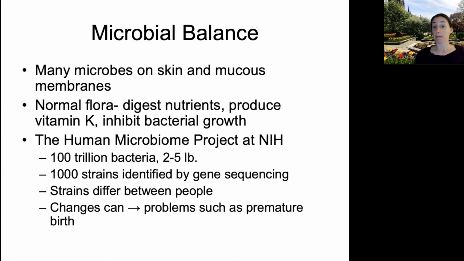The Human Microbiome Project at the National Institutes of Health has found that there's over 100 trillion bacteria on us. That's anywhere from 2 to 5 pounds. So congratulations, you're 2 to 5 pounds lighter than you thought you were. There's 1,000 strains identified by gene sequencing. These strains differ between people. Changes can lead to problems such as premature birth.